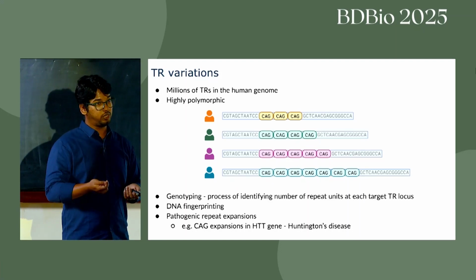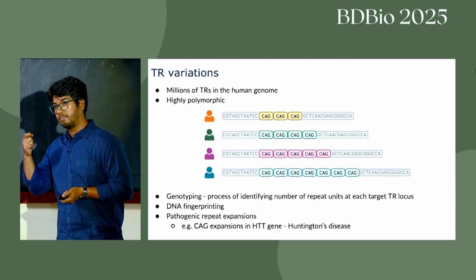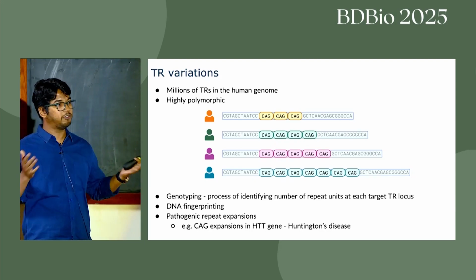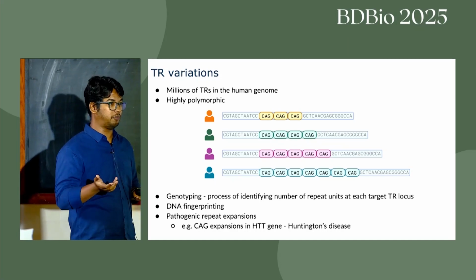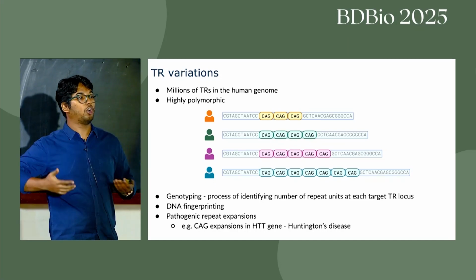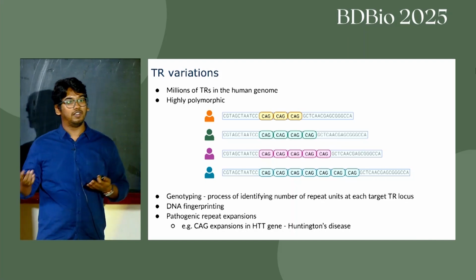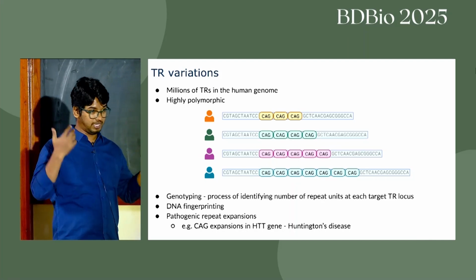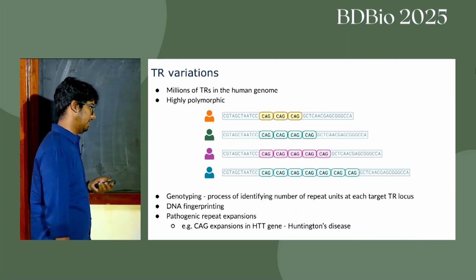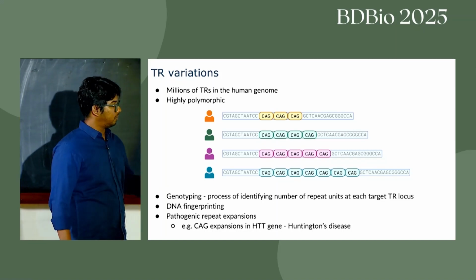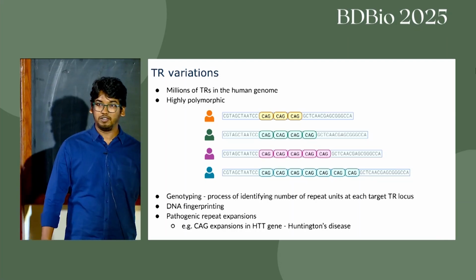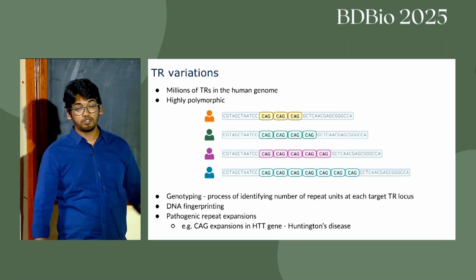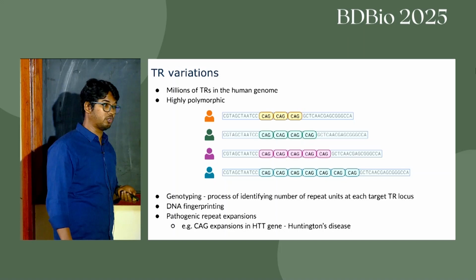And even more interesting, the size of the expansion correlates with the severity of the disease as well as age of onset. So let's say someone who has 40 repeats is likely to develop a much more severe form of Huntington's, and also much earlier. I think there are about 70 odd locations in the genome which are associated with disorders. But like I said, there are millions of TRs present in the human genome. So what are they doing?